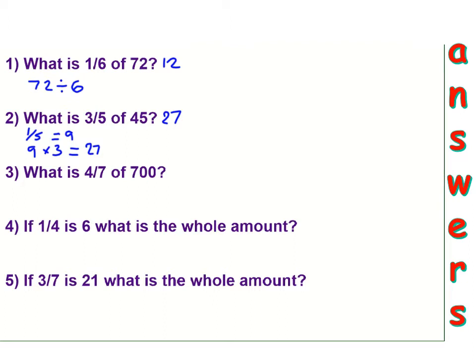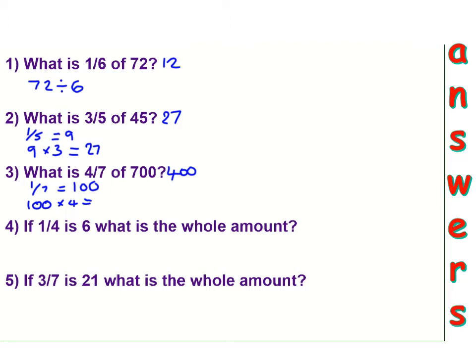On this one, we want to find out what 4/7 of 700 is. What's 700 divided by 7? Yeah, it's 100. 100 lots of 7 is 700. So we've found out what one lot is. We want 4 of them. So it's 100 times 4, which gives us 400.